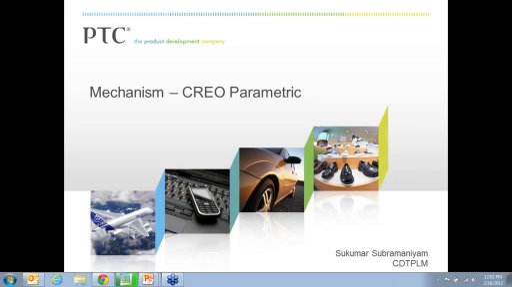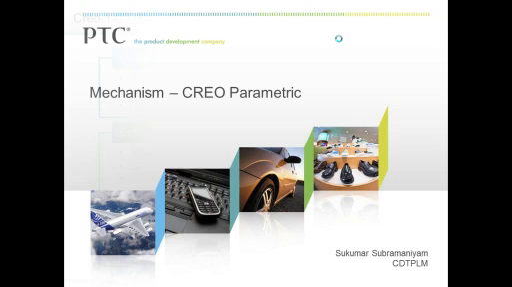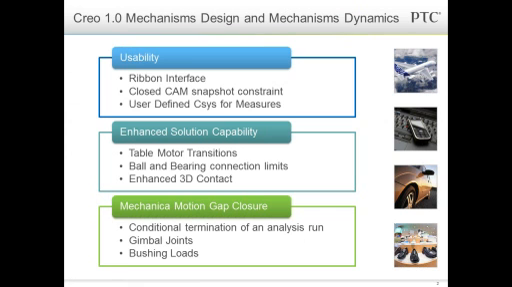Alright guys, so assuming that you know how to create these mechanism connections in assembly mode, we will be talking about mechanism dynamics with Creo Parametric 1.0. Now, the Creo ribbon interface is consistent with the Creo 1.0 interface. They have the same icons, kind of ribbon on the top. You have a lot of new enhancements which we will be talking about, like 3D contact, ball and bearing connection limits, table motors, gimbal joints, and bushing loads, and all those kind of good jazz.